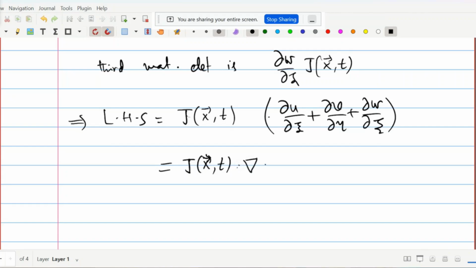This is your divergence of (u, v, w), the vector u. These are functions of xi, eta and zeta, which are nothing but your x of t, or you say phi of fixed x comma t, x of t comma t. So this is exactly your right hand side.